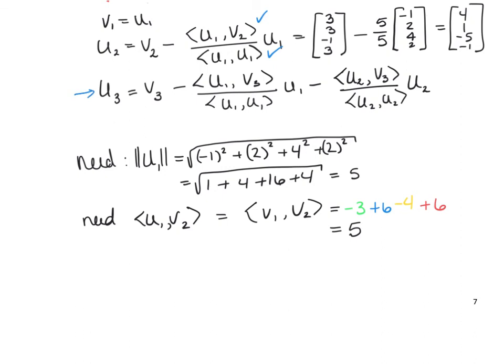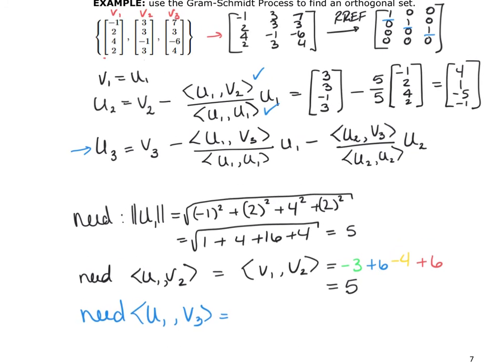To do this one, I'm going to need my U1 with V3, that inner product. My U1 is my first vector. And so my U1 and my V3 is going to be negative 1 and 3, which is negative 3, and then plus 6, the 2 and the 3. And then it's going to be minus 24, the negative 6 and the 4, so that's the negative 24. And then my last one is going to be 8, and that comes from the 4 multiplied by the 2.